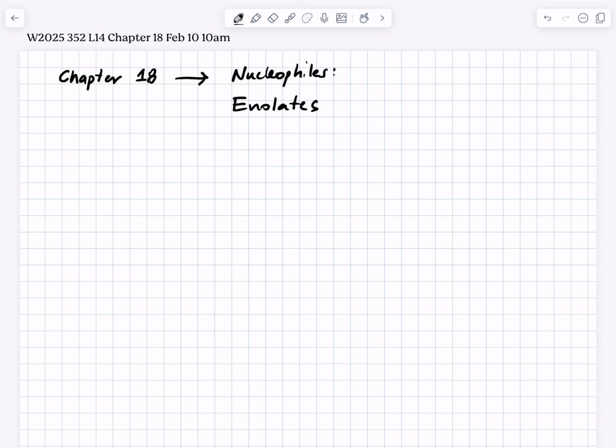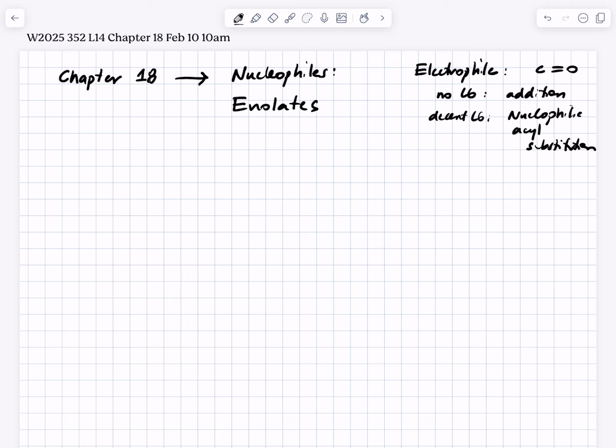The difference is, in chapter 17, the electrophiles were mostly alkyl halides, or at the very end, a halogen like bromine. In chapter 18, the electrophiles are going to be other carbonyl compounds. And of course, if those carbonyl compounds have no good leaving groups on the carbonyl carbon, you expect to see a nucleophilic addition product. And if there is a decent leaving group on the carbonyl carbon, you expect to see nucleophilic acyl substitution. And for the most part, that's going to be our theme with a little bit of variation, but in general, that'll be our theme.